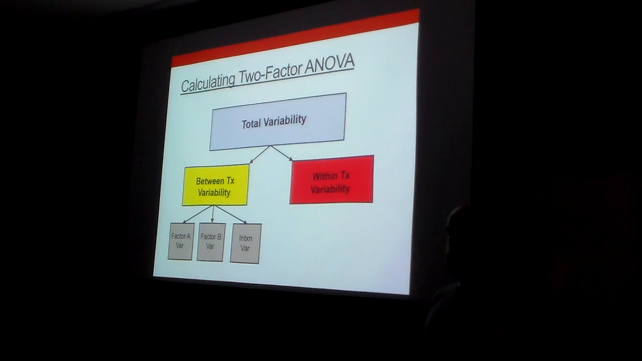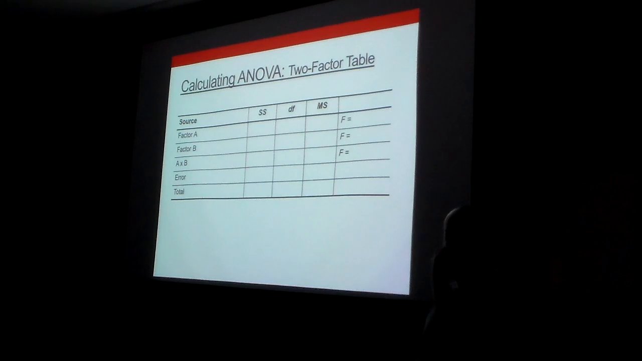But then we're going to have between treatment variability. This is going to be the stuff, systematic variability, that we can attribute to or link to some of our predictors. Now, in our one-way ANOVA, this was the end of the story. We just had between and within. In our factorial ANOVA, we're going to take that between treatment variability and we're going to break it into variability due to factor A, variability due to factor B, and variability due to your interaction term here. Okay, so things get a little bit more complex, but we're following the same general idea as before.